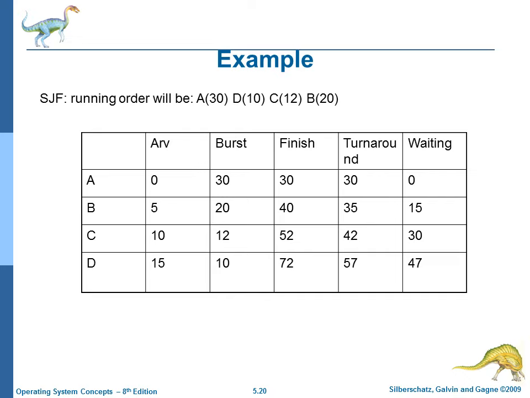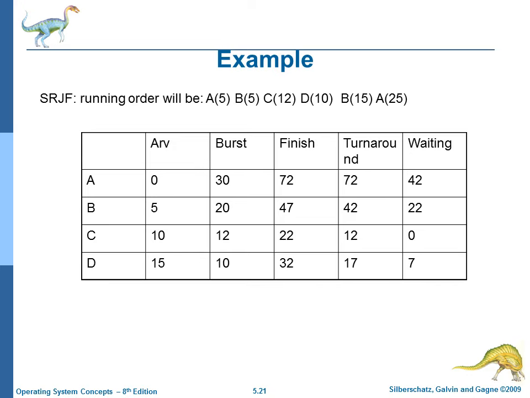The waiting time will be 0 for process A, 15 for process B, 30 for process C and 47 for process D. The average waiting time will be 0 plus 15 plus 30 plus 47 over 4. I advise you to do all these examples at home so that you will gain experience in drawing a Gantt chart, calculating the waiting time for each process, then calculating the average waiting time for the whole system.